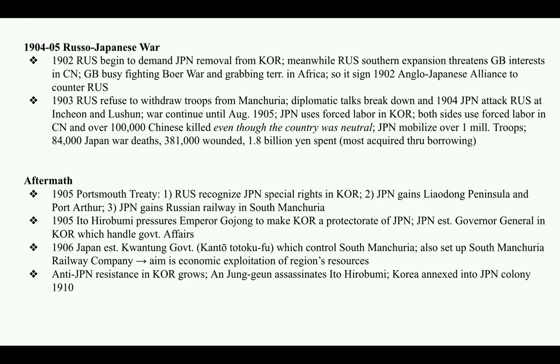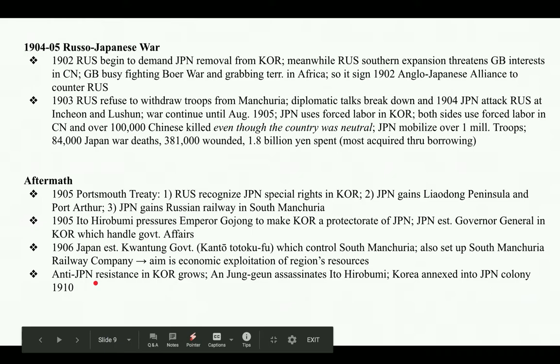But anti-Japanese resistance, meanwhile, was growing in Korea, and An Jung-gun assassinated Ito Hirobumi, and then after this, Japan annexed Korea as a colony in 1910.